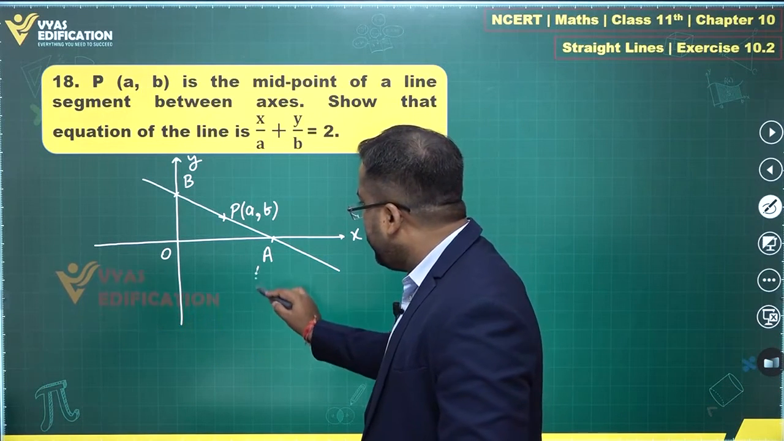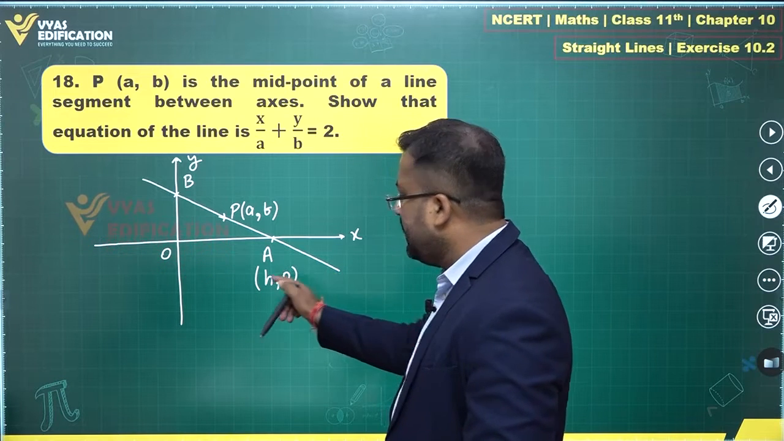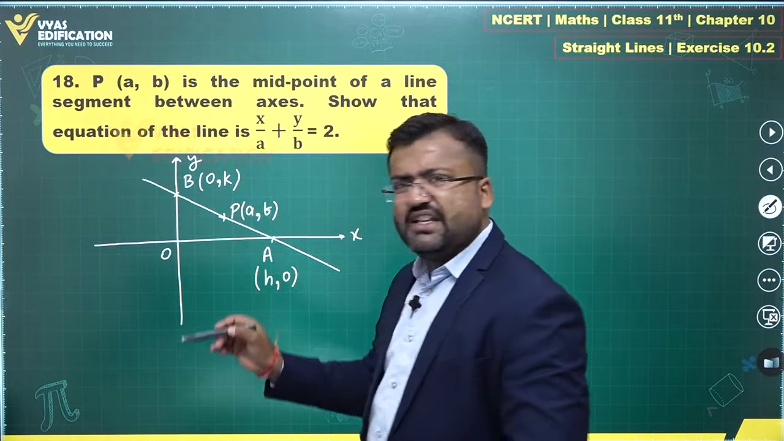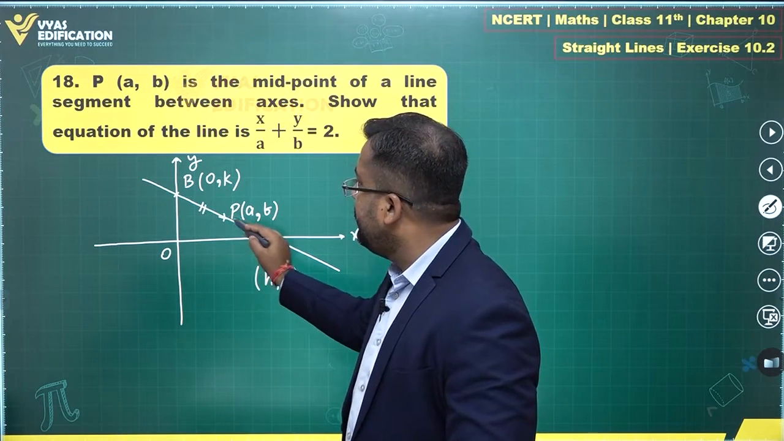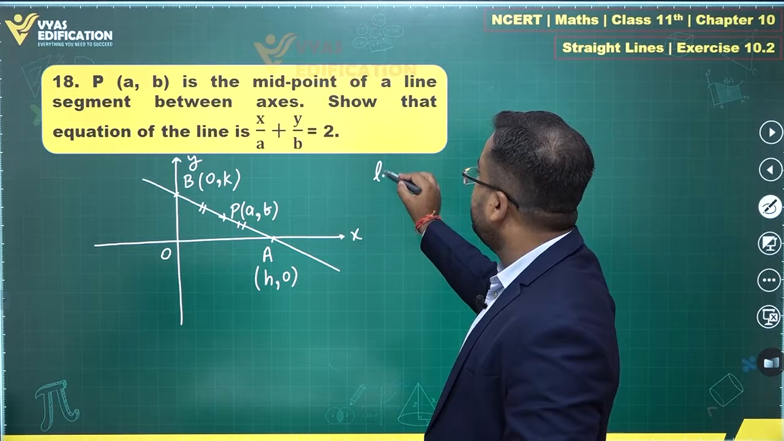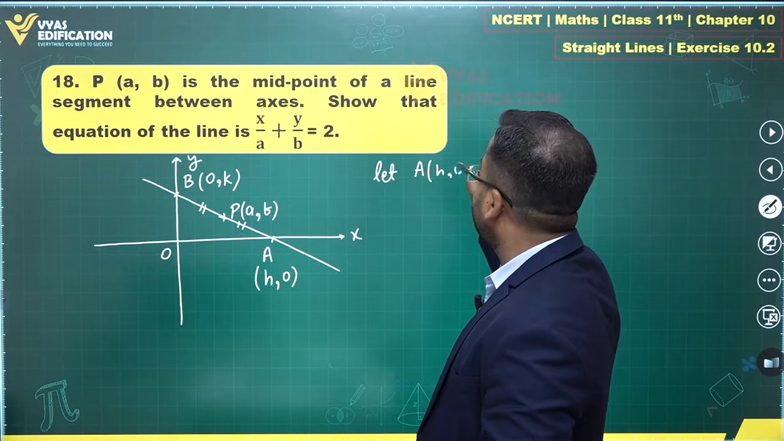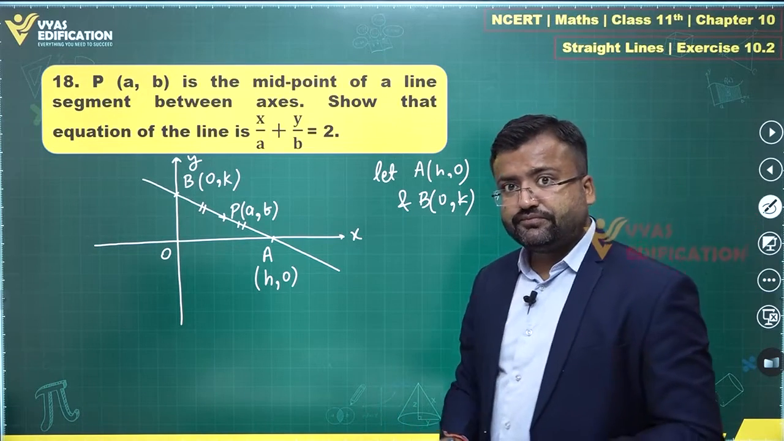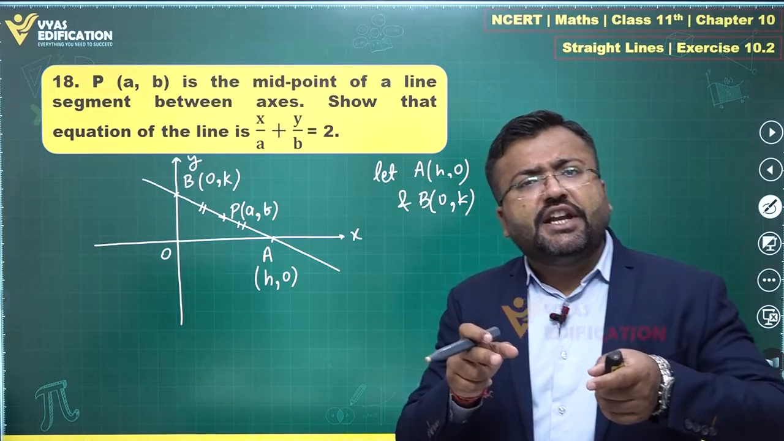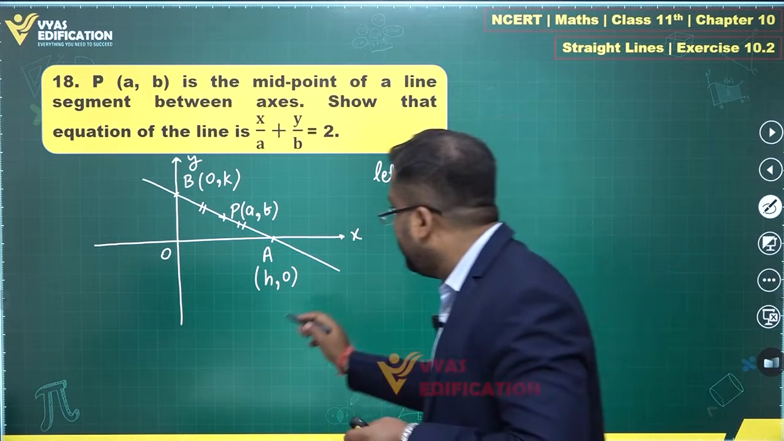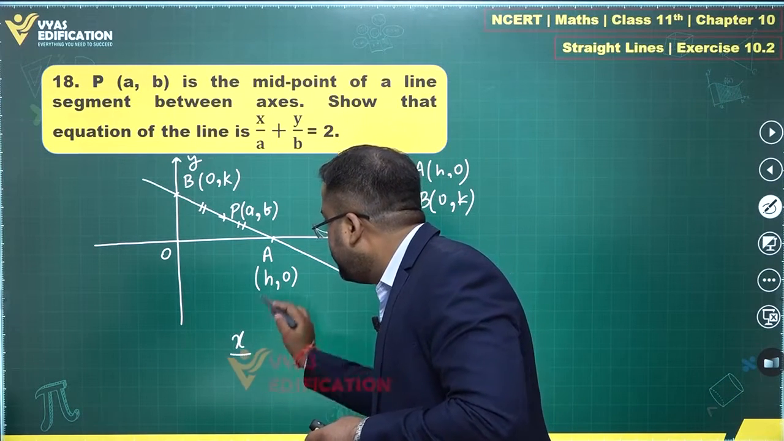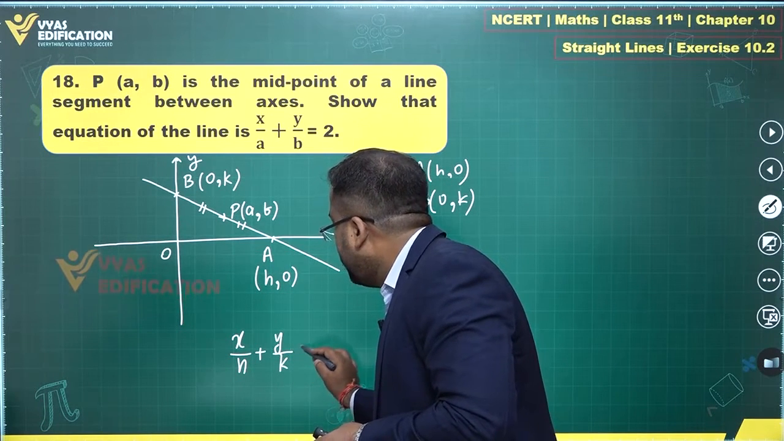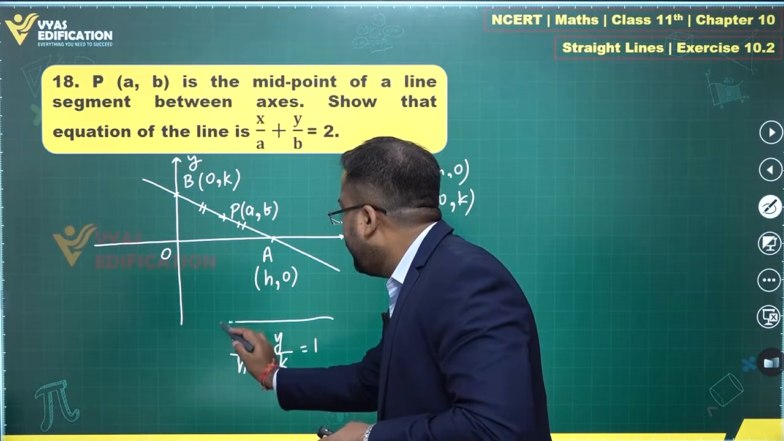So let's call this point A (h, 0). Let this be B (0, k). Can we begin with this? Yes. This here is the midpoint. So let A (h, 0) and B (0, k) be the intercepts. Do you remember the equation in terms of both intercepts, right? The equation x by h plus y upon k is equal to 1 is the equation of the line actually.